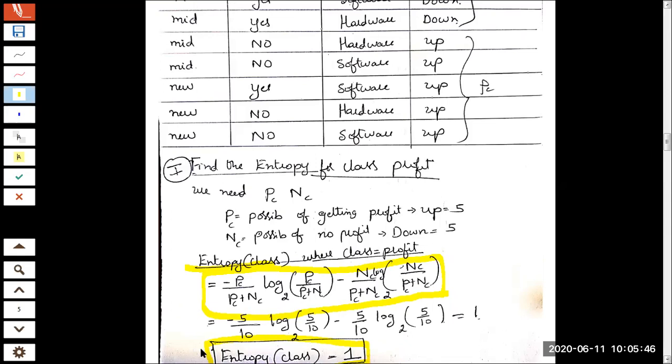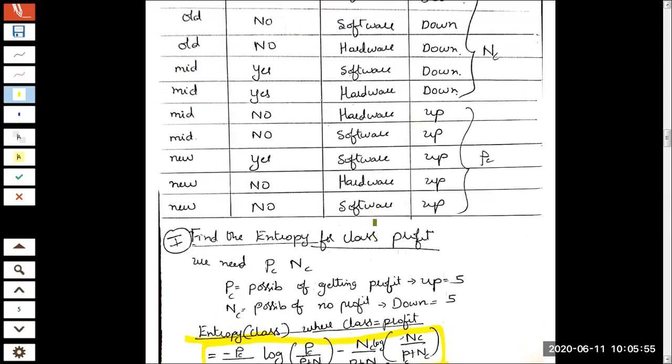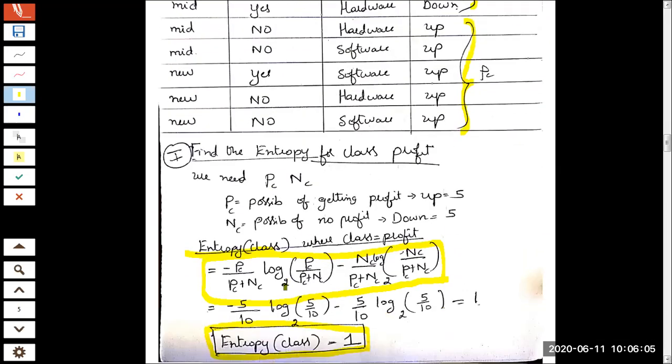You can see some symbolic representations here. PC, NC. What is this PC, NC? It is nothing but marked here. PC is maybe class A, up is PC, down is NC. Class B is NC. And please note this is log of base 2, not base 10. Okay, base 2.